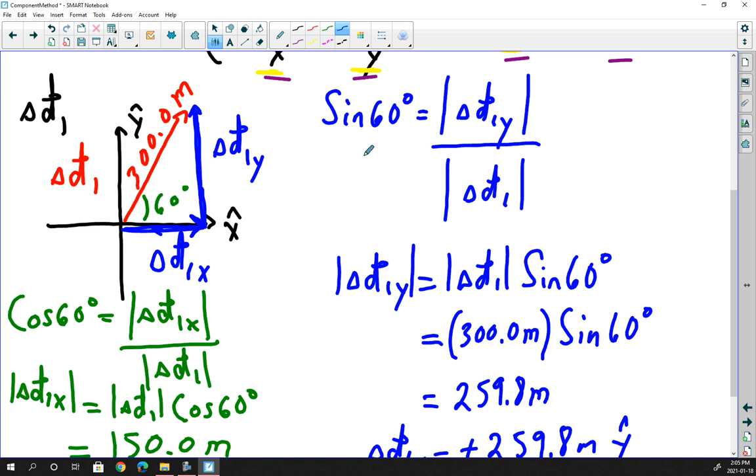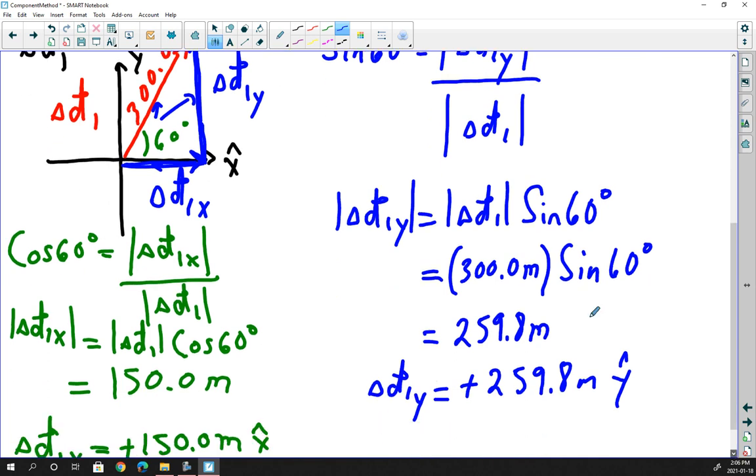Now when we look at it, we see that there is a trigonometric relationship here. The opposite of this angle is the magnitude of the y component, and the hypotenuse is the magnitude of that 300 meters. So that's what I've written right here. Sine 60 degrees equals opposite over hypotenuse, opposite being the y component divided by the hypotenuse. Then I rearrange this equation, and I get the magnitude of this y component for delta d1 is equal to the magnitude of the entire vector times sine 60 degrees, and I do my calculating and I get 259.8 meters. Now, that's just the magnitude.